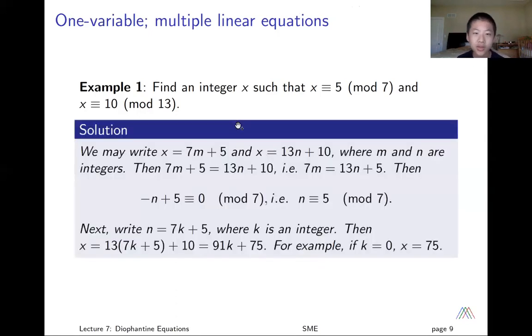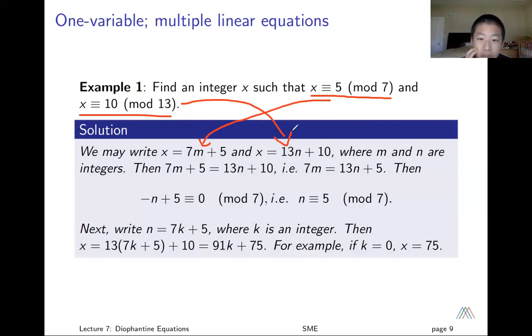So what we could do is this. First we rewrite these equations: this one as x equals 7m plus 5, and this equation as x equals 13n plus 10, where m and n are integers, not necessarily distinct or different. Now we know 7m plus 5 is equal to 13n plus 10. Subtract a 5 from both sides. We get 7m is equal to 13n plus 5.